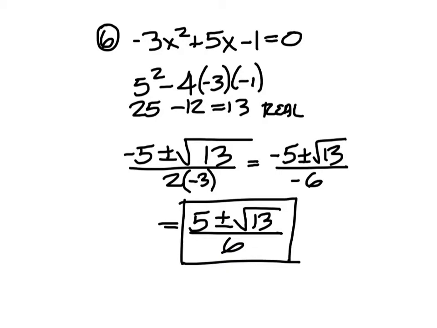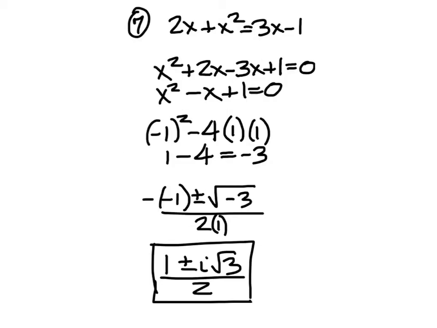Same thing for 6. 5 plus or minus square root of 13 over 6. 7 is 1 plus or minus i square root of 3 over 2. On problem 7, this should be first, so we'll move it out to the left, but it did not change sides. We have a 2x, it doesn't need to change sides, but this 3x does. So it's a negative 3x. And then this negative 1 goes over, becomes plus 1.